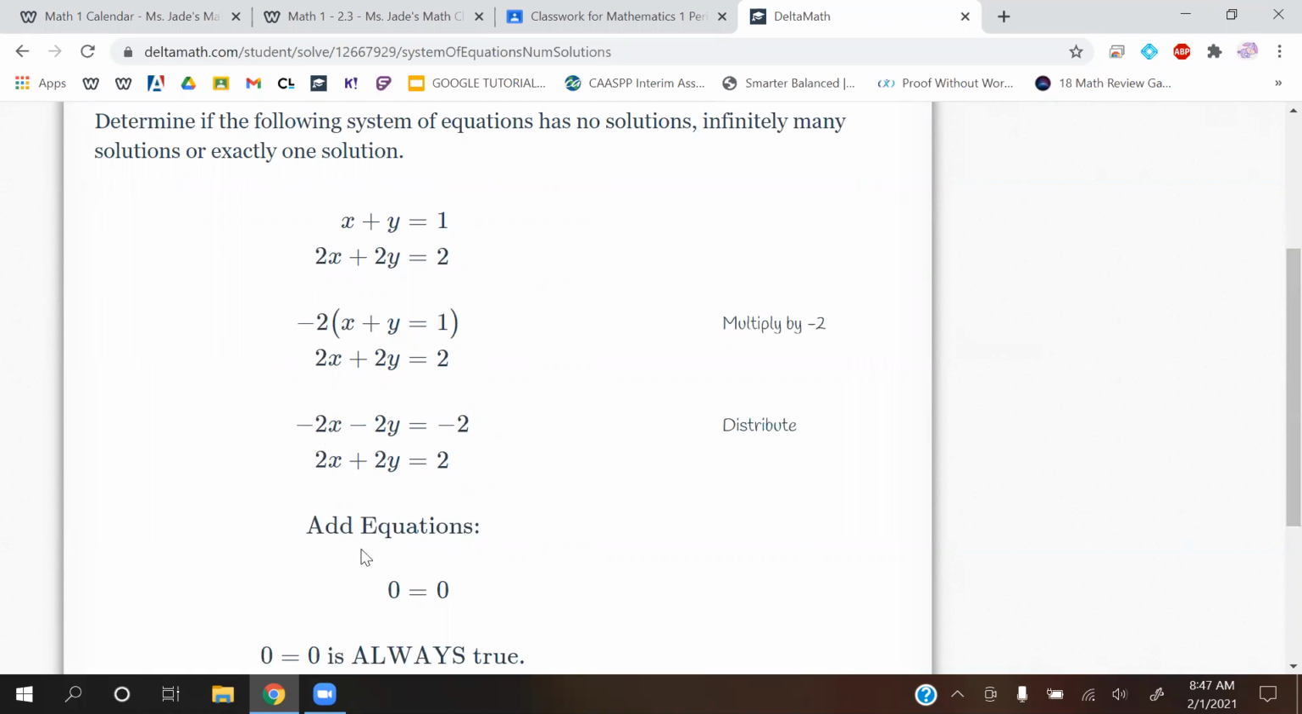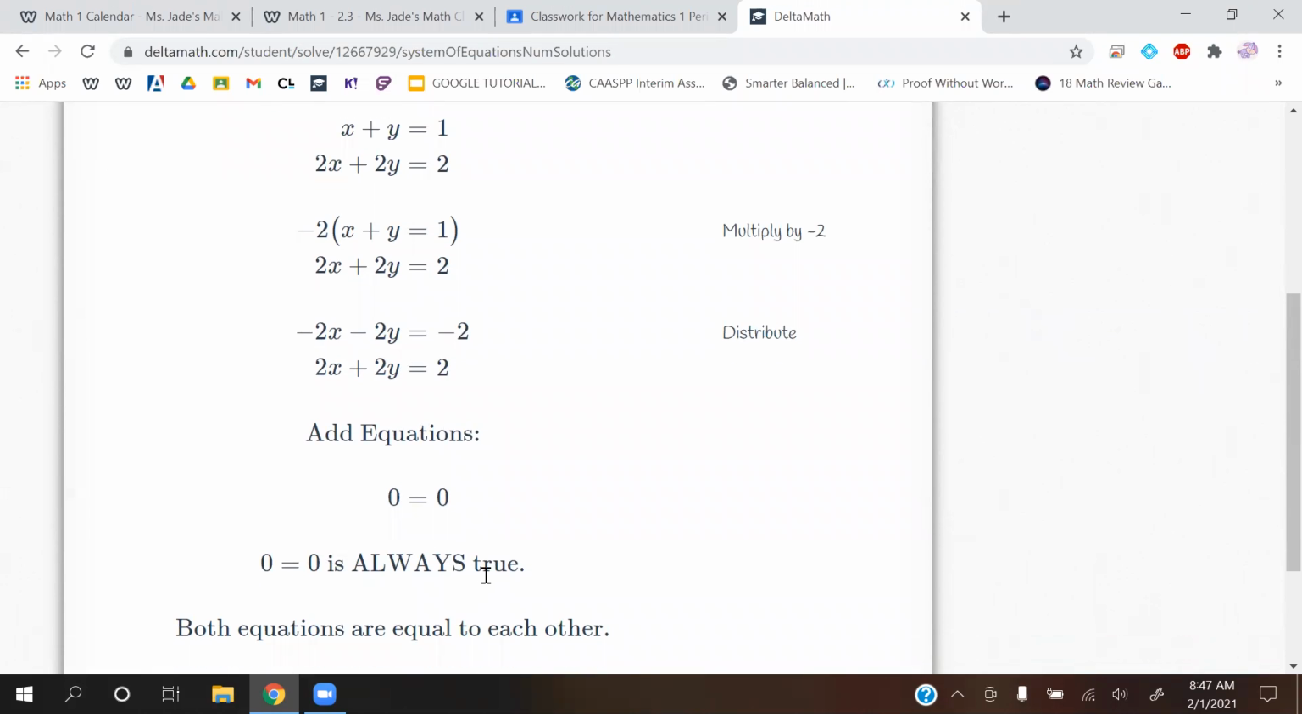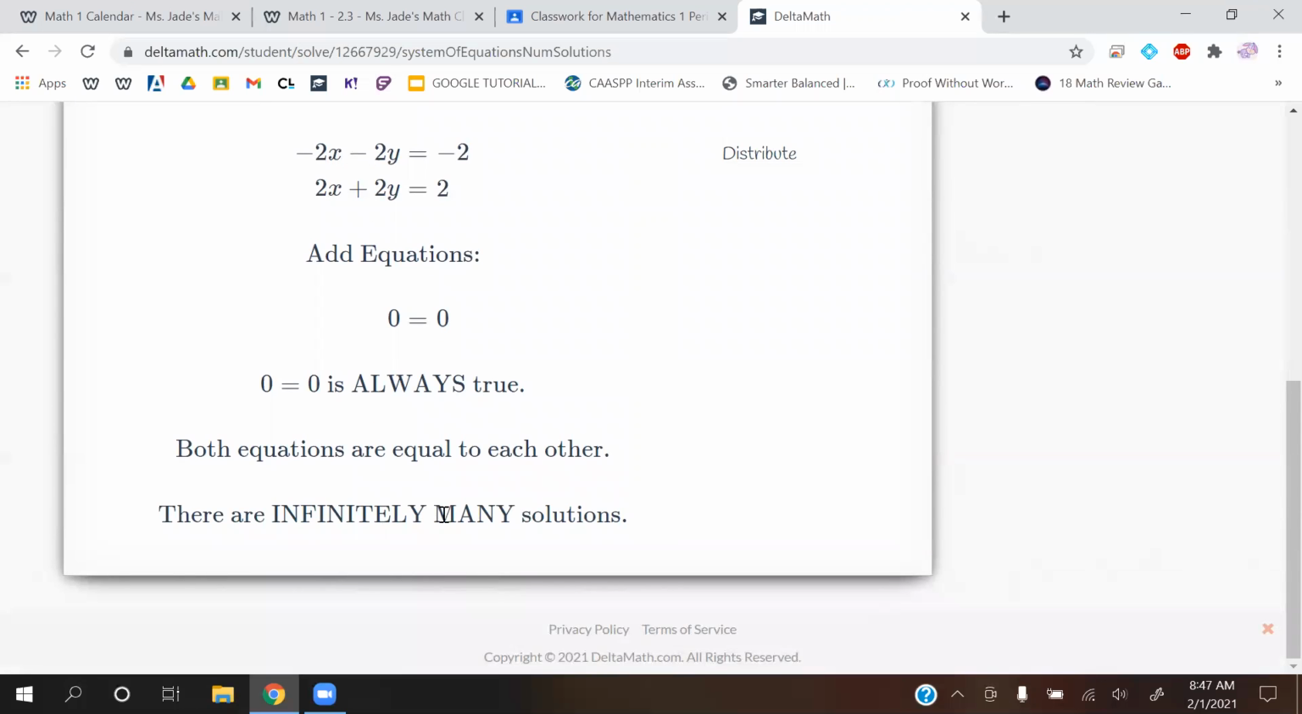When you add them, you see how it says add equations? Negative 2x plus 2x is nothing because they're opposites. Negative 2y plus 2y, that's also nothing. So on the left side of the equation, they got 0. Equal sign, they brought it down. Negative 2 plus 2, that's also nothing. So they got 0 equals 0. 0 equals 0 is one of the most obvious true statements ever. It's like 0 is 0. I am me. A cat is a cat. 2 is 2. If you have the same number on both sides, this is always true, and that means you have infinitely many solutions.